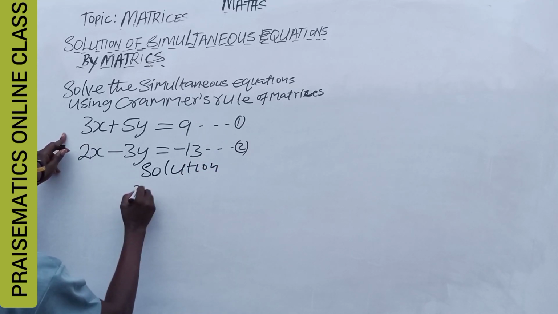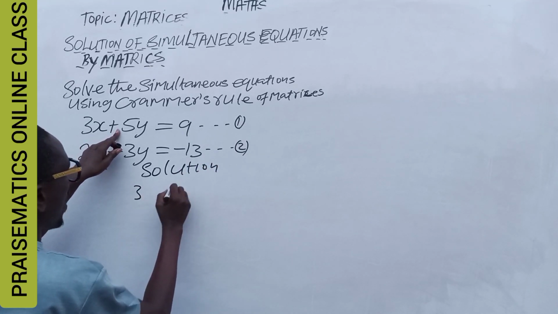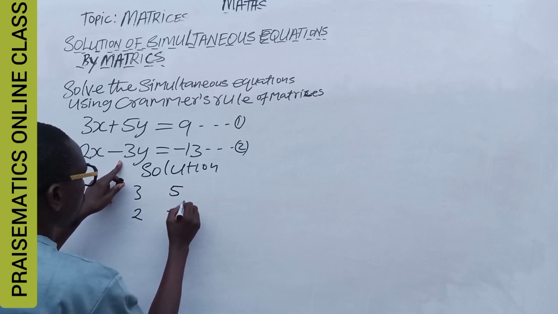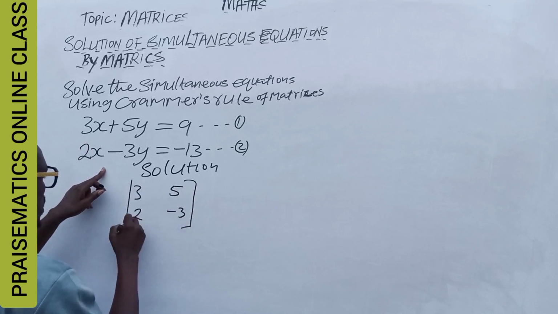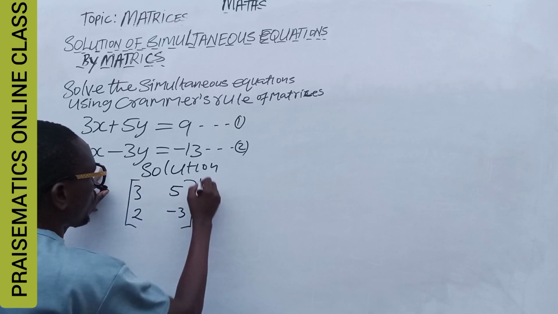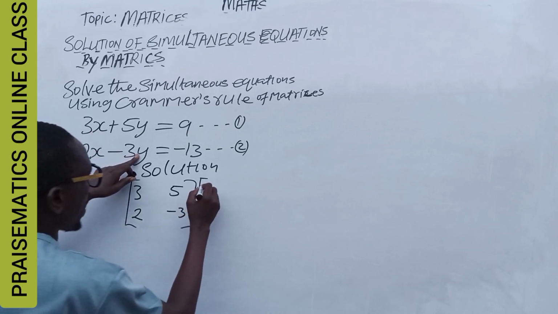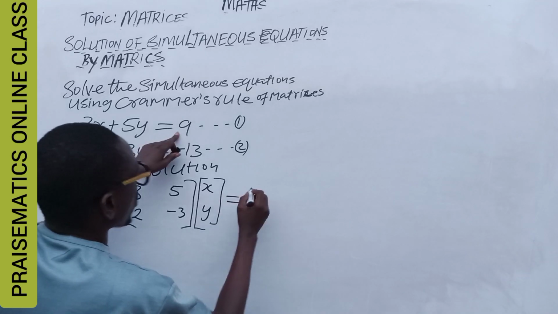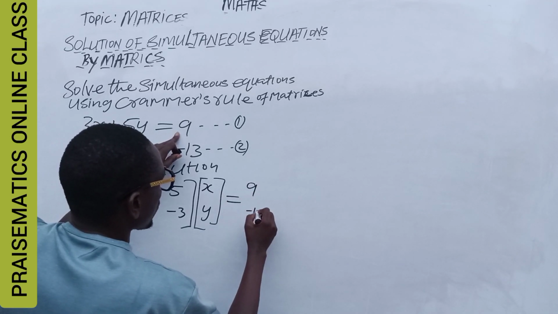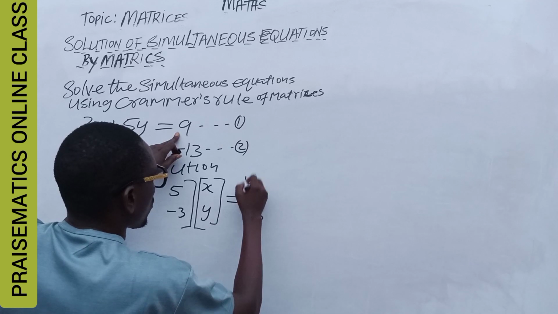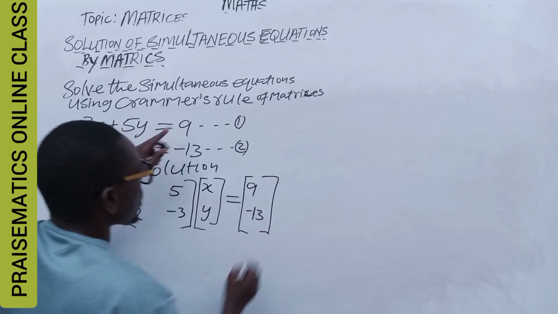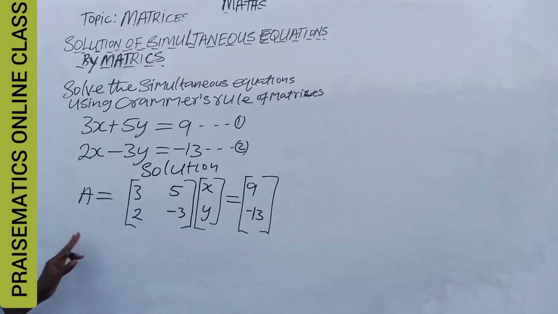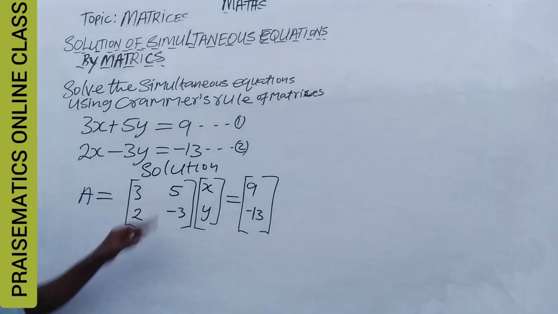Now, what do we have here? We have 3. What do we have here? We have 5. What do we have here? We have 2. What do we have here? We have -3. So you write it like this, multiplied by what are we looking for? We are looking for X and Y. And it's equal to 9 and -13. So you assign any alphabet of your choice to this. I have assigned A. A is equal to this.